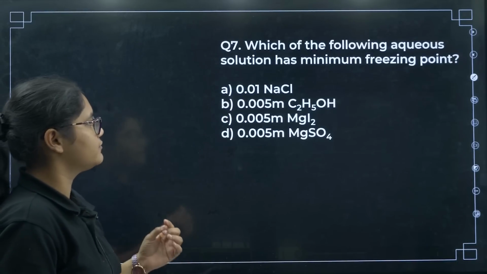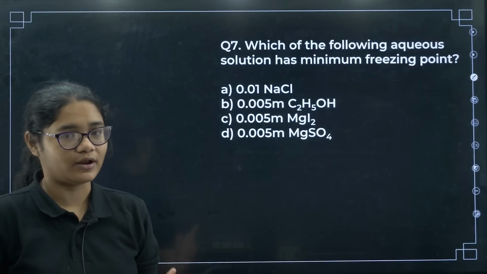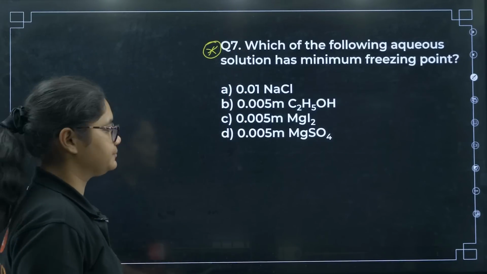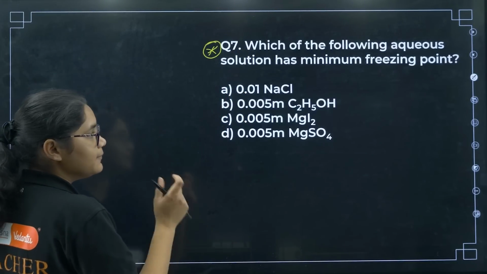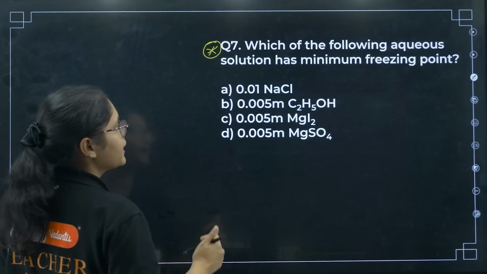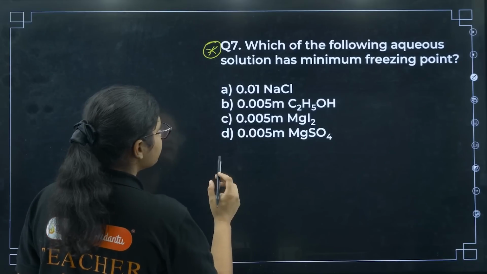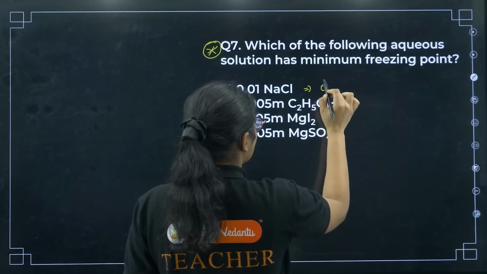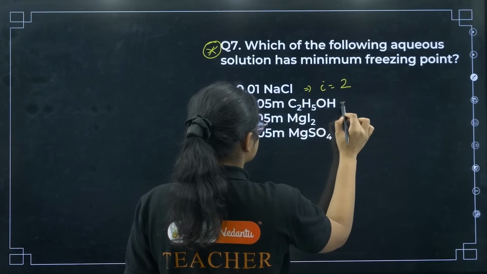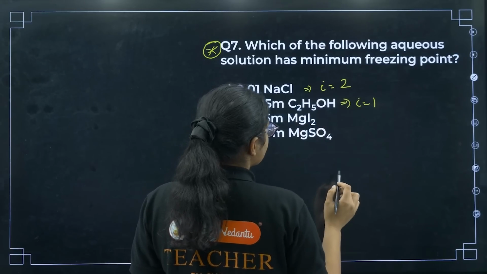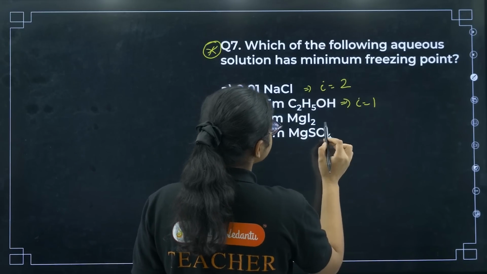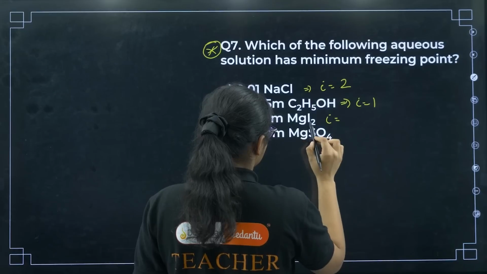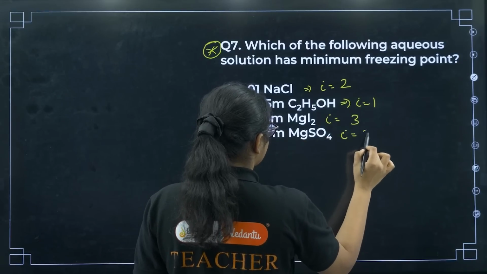Which of the following aqueous solutions has the minimum freezing point? Very, very important question. Minimum freezing point, means lowest freezing point. Okay, so we can see here that the i value is 2. Okay, here the i value is 1. Okay, and here I can say that the i value is 3, and here the i value is 2.